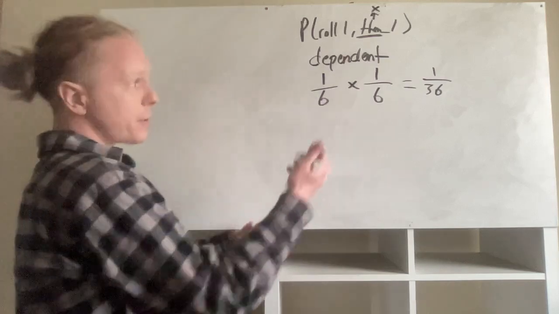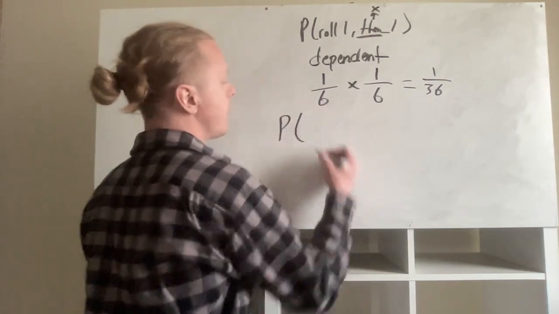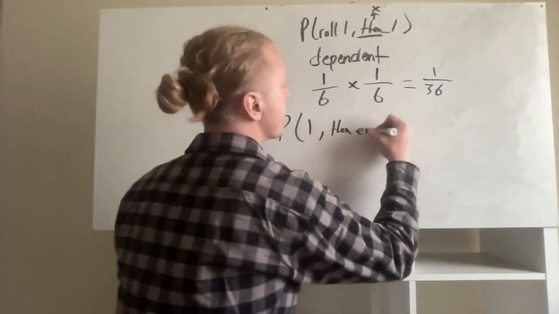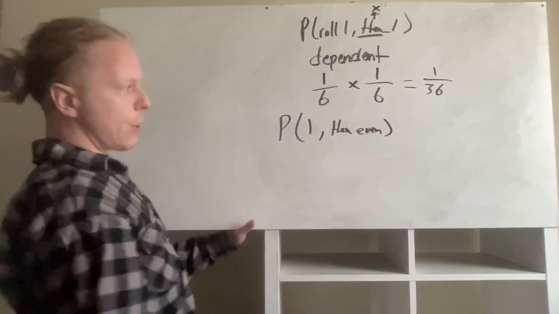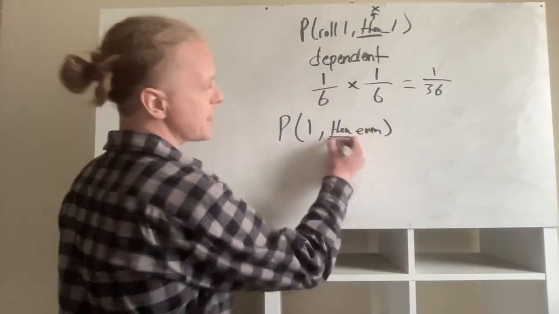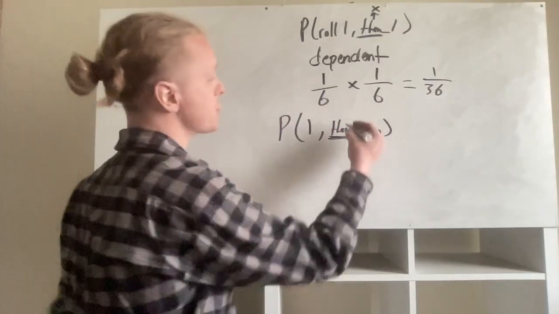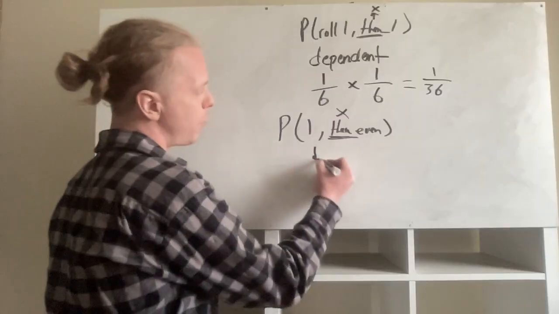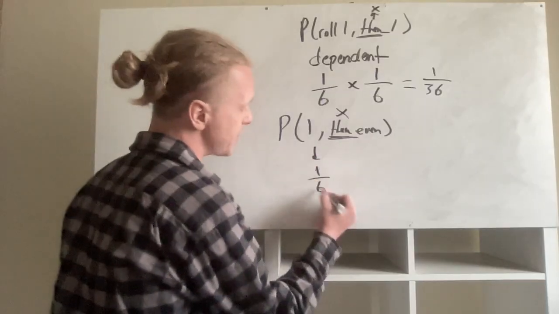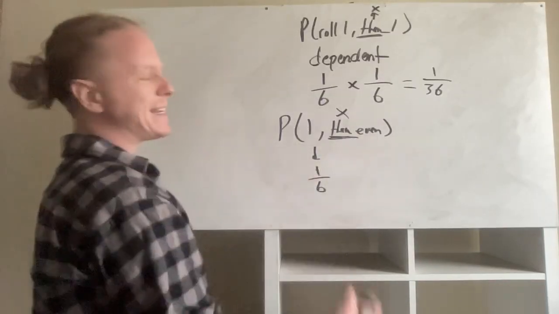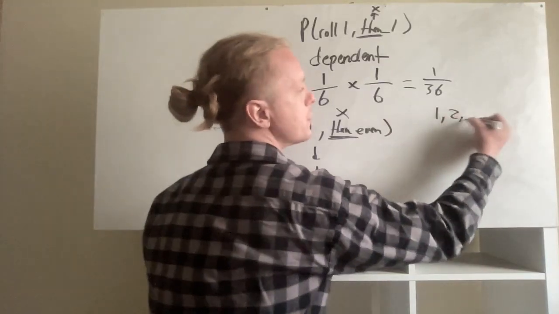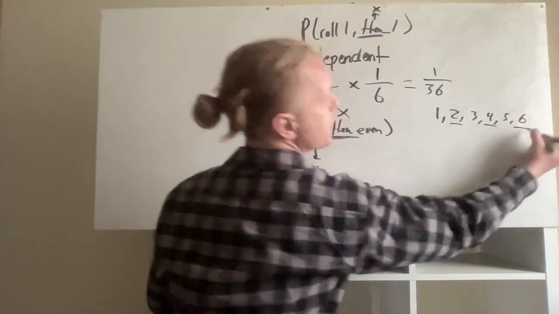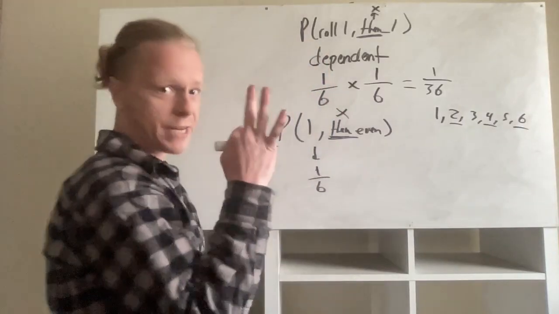So let's do another example. What's the probability of a 1 and then an even number? So again, it's a first this, then that situation. So we're going to multiply our probabilities together. What's the probability of rolling a 1? Well, that's still 1 out of 6. And what's the probability of an even number? We have 1, 2, 3, 4, 5, and 6. This one, this one, and this one are even, so that's 3 out of 6.